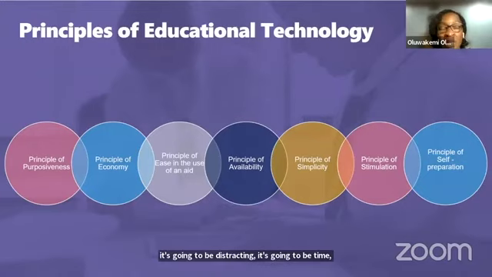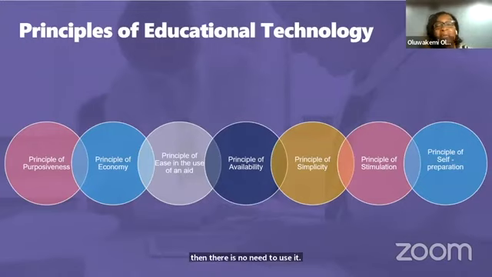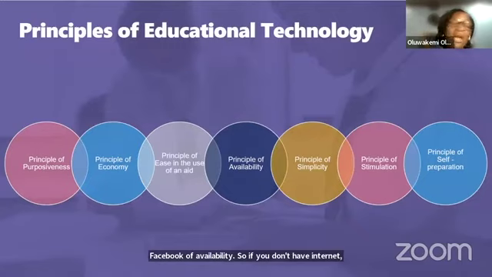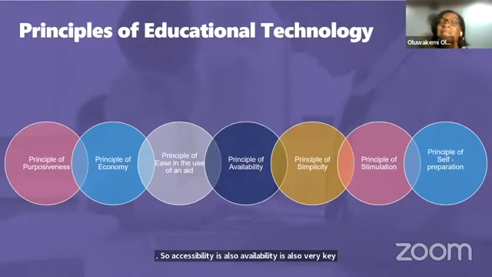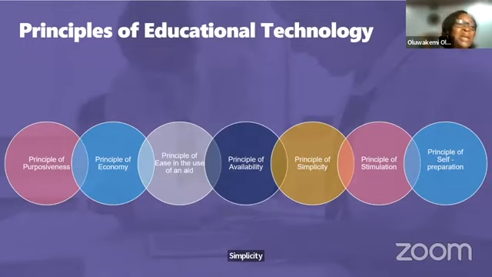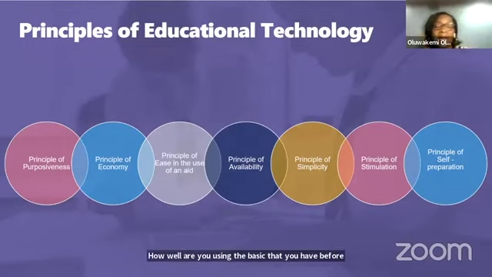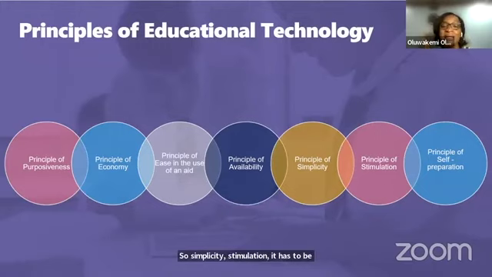Principle of availability. So if you don't have internet access, you need to avoid an application that is heavily dependent on internet use. You look for those that you can download and use offline. So accessibility, availability, is also very key. Simplicity. How well are you using the basics that you have before you go on layering on the higher tech applications? So simplicity, stimulation: it has to be an activity that engages, that stimulates learning.